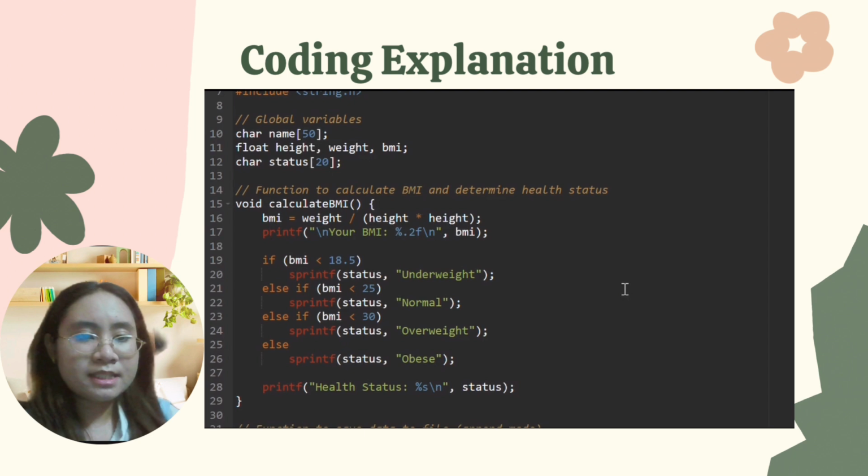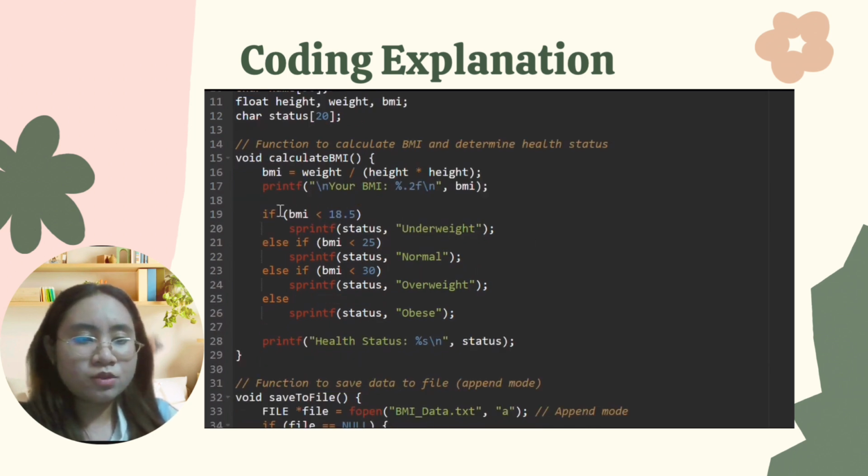Another thing that we use is arithmetic operation, which is BMI equals weight over height times height. It makes the BMI calculation faster and more accurate. This saves time and avoids mistakes compared to manual math. We also use conditional logic such as if-else conditions to classify BMI into underweight, normal, overweight, and obese. This helps the user immediately understand their health condition.